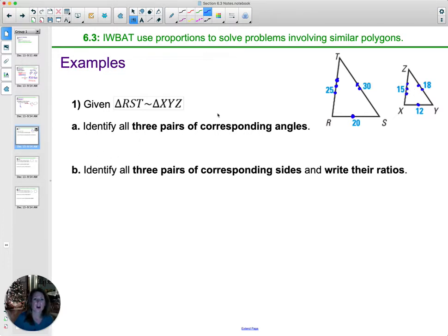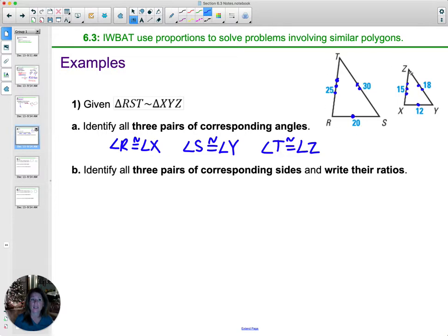So identify all of the corresponding angles. Remember that corresponding angles are equal. Angle R is congruent to angle X, first and first. Angle S is congruent to angle Y, they're both in the middle. And angle T is congruent to angle Z, they're both the last ones. That's the same as when the triangles are congruent. Now, when they're similar, the sides are in the same scale, smaller or bigger. So identify the three pairs of corresponding sides and write their ratios.